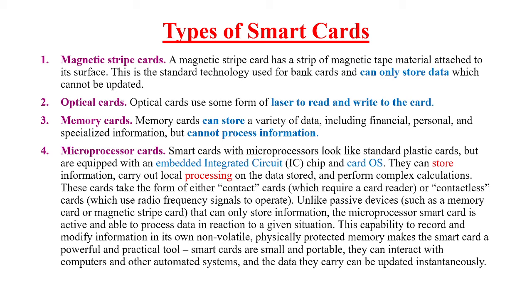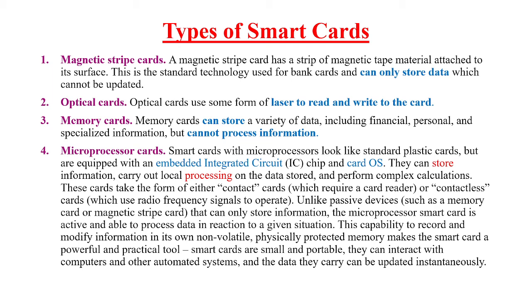attached to its surface, and this is the standard technology used for bank cards and can only store data which cannot be updated. Coming to the second type, optical cards. The optical cards use some form of a laser to read and write to the card. The third one is memory cards. The memory cards can store a variety of data including financial, personal and specialized information, but cannot process the information. So these memory cards are meant only to store the data.